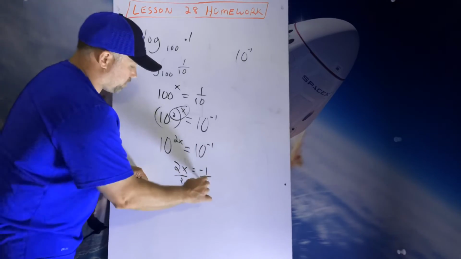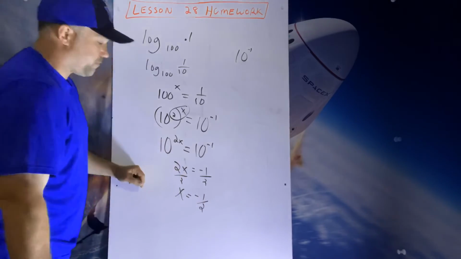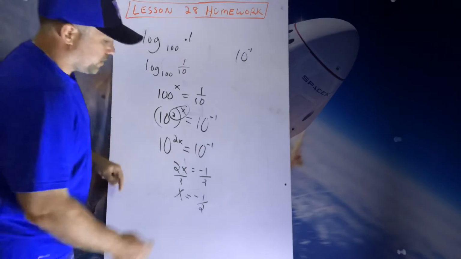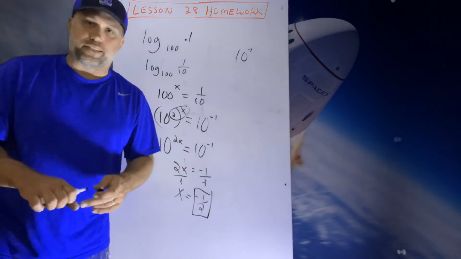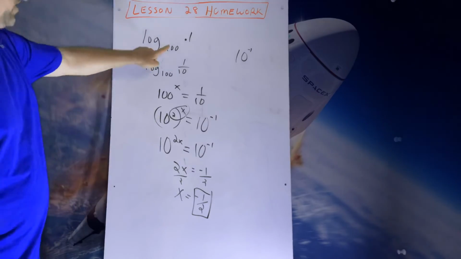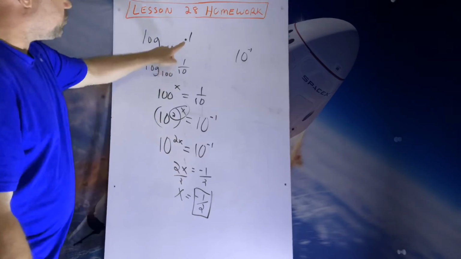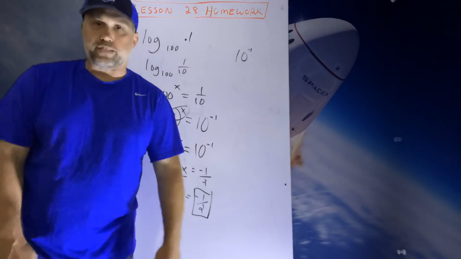Divide both sides by 2, and I do in fact get that x is equal to negative 1/2, which means that log base 100 of 0.1 is negative 1/2. And once again, if you take your calculator, if you take 100 and raise it to the negative 1/2 power, you will get 0.1 or 1/10, depending on if you want the decimal or fractional answer.